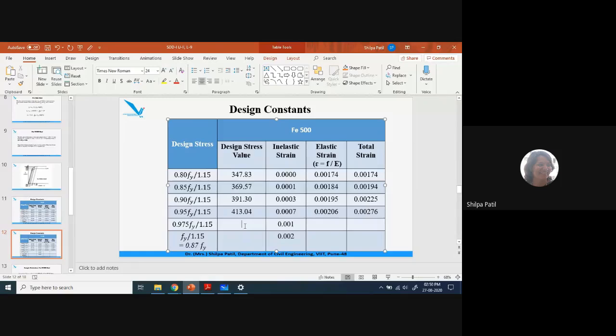Okay. Next. 423.91. Okay. Elastic strain 0.00211. Okay. Total 0.00311. Okay. Last one, 434.78. Okay. Elastic strain 0.00217. And total, correct, 0.00417. Perfect.